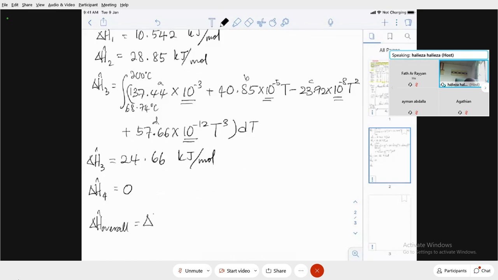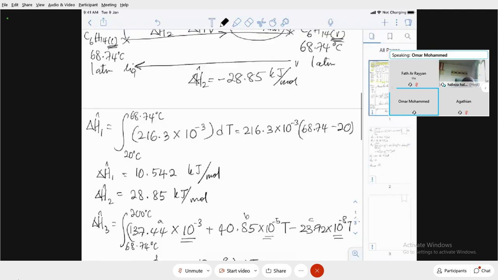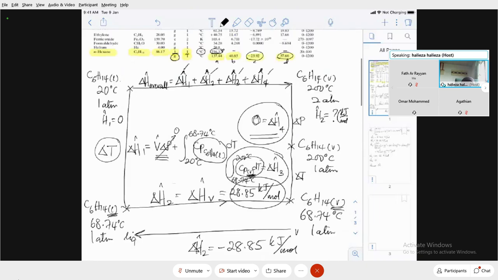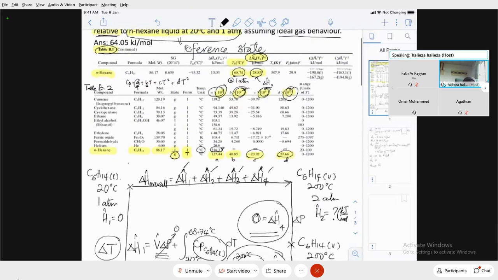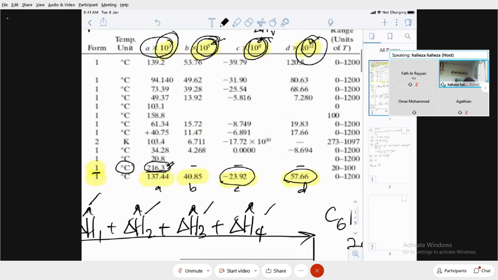Doctor, sorry? Yes? I have a question. Between B and C, for delta H3, why did you put a negative sign? Again, the same question. I just answered that just now. I have to repeat myself all over again. Okay, same question.